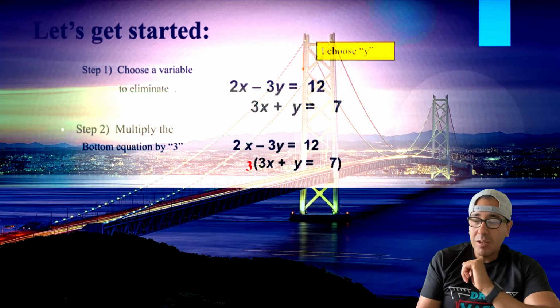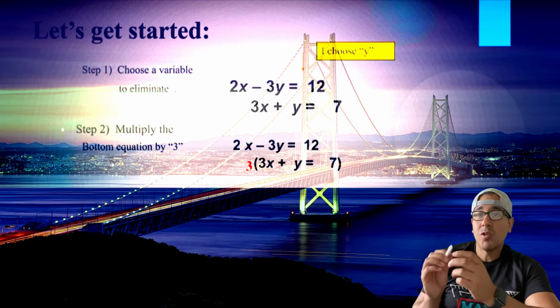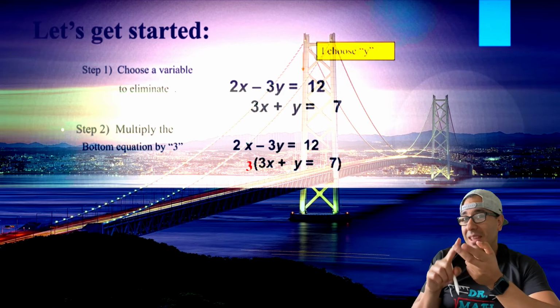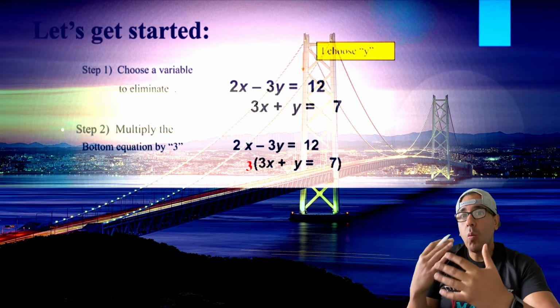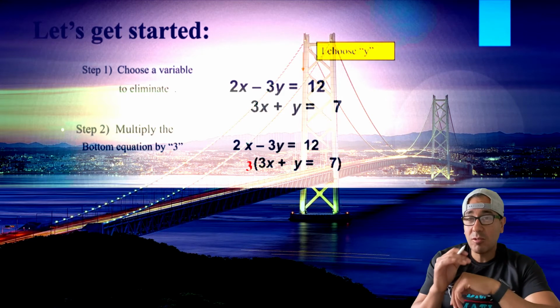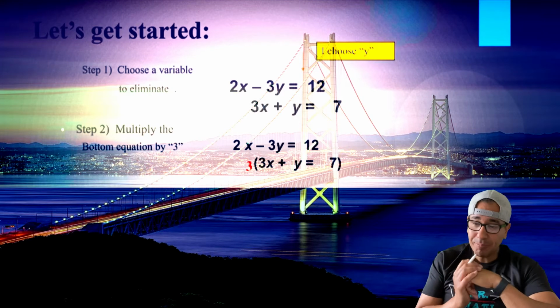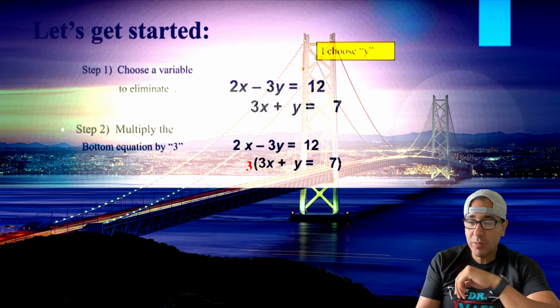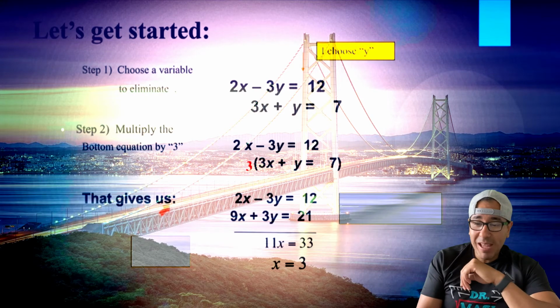Because our goal is to get these y values to be the same number but opposite signs. So you want them to be the same number and the opposite signs. Why? That's what you should be asking yourself. All right, so let's go ahead and multiply everything by 3. We're going to distribute that 3, and what that gives us, right?